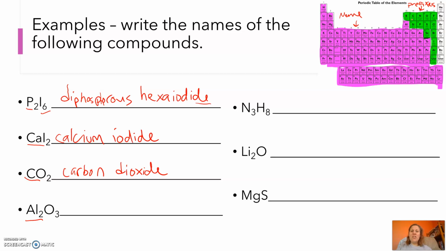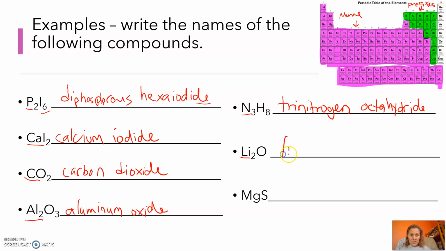But aluminum, have you ever seen a gas aluminum? No. The only aluminum we ever have experience with is like cans and now on cars. So aluminum is a metal. No prefixes. So that is just aluminum oxide. And again, non-metal, prefixes. Trinitrogen octahydride. Really? Yeah. If H is first, it's ionic.